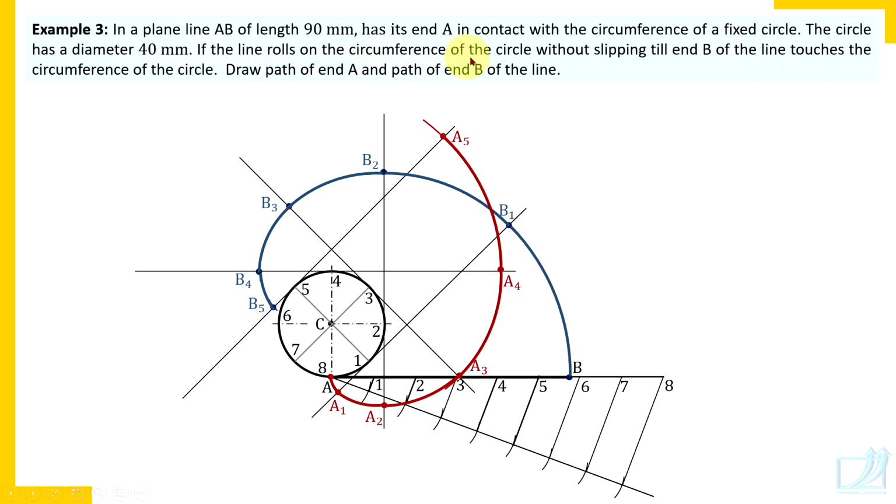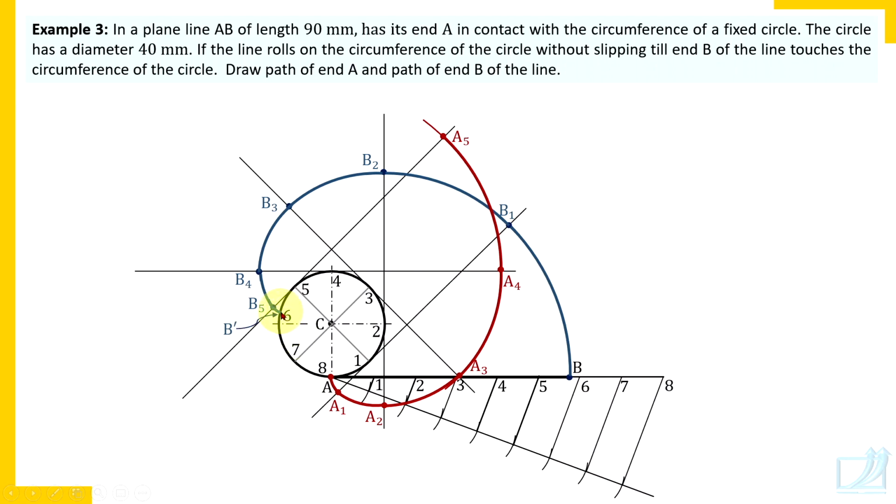The line rolls on the circumference of the circle without slipping till end B of the line touches the circumference of the circle. So point B comes in contact with the circumference of the circle. This small gap between point B and the circle, we are going to fill freehand. So extend that curve so that it meets the circle. Now we can say that point B is in contact with the circumference of the circle. That point I have labeled as B dash.